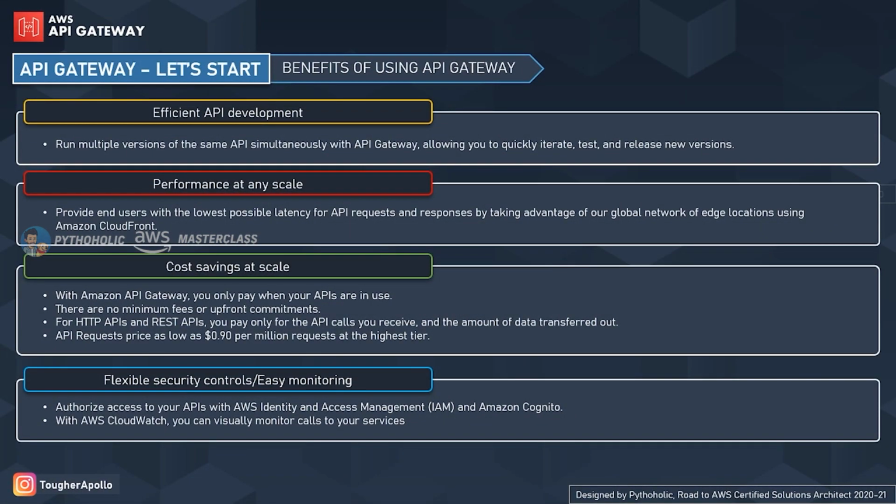Now let's talk about some of the benefits of using API gateways. So the first one that we have is efficient API development. With API Gateway, you can run multiple versions of the same API simultaneously, which actually allows you to quickly iterate, test, and release new versions.